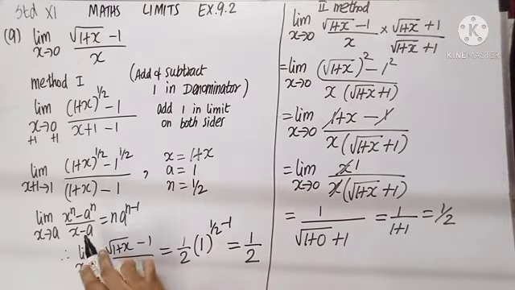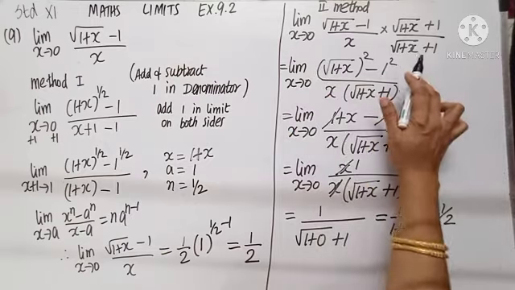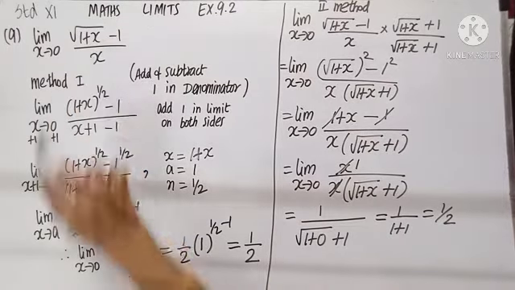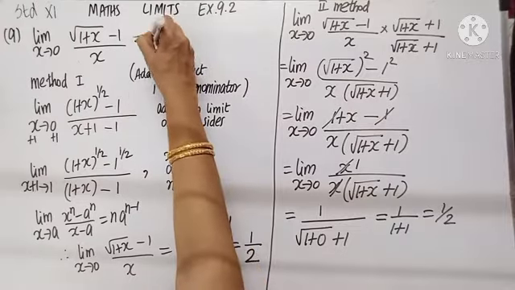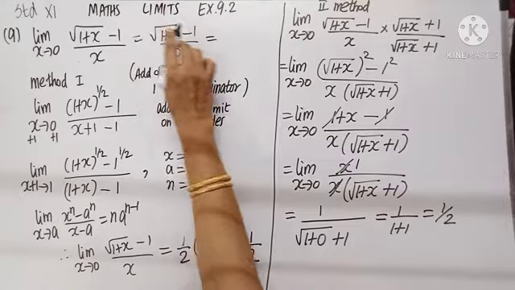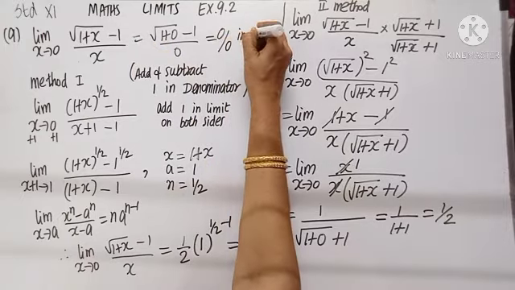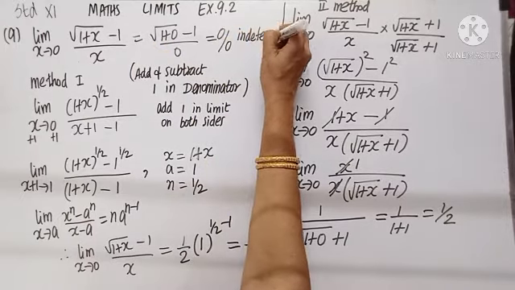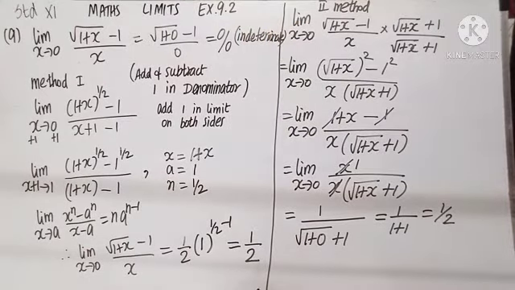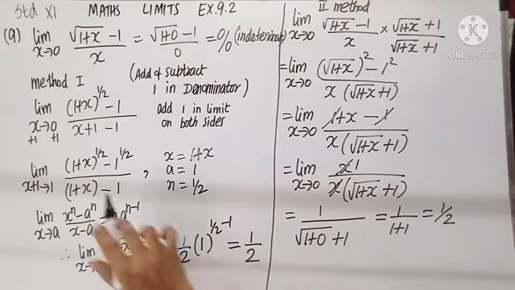Method 1 using the formula. Method 2 we have done conjugate multiplication and division. Can I directly do this problem without applying all this? Check. If I put 0, what happens actually? Root of 1 plus 0 minus 1 by 0. That is 1 minus 1, 0 by 0, which I call indeterminate. So direct application of the limit is not useful. I need to go by algebraic method, or I can go by formula method.